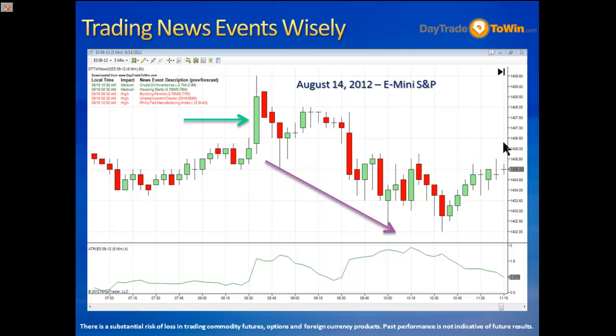So how can we take advantage of this? Well, I'm going to show you. The first thing I want to do is reference whether the candle that was chaotic was a bullish green bar, or a bearish red candle, red bar. So I want to see what the initial reaction was.